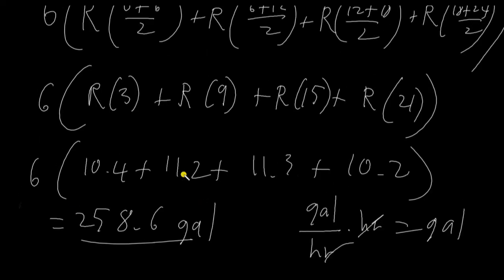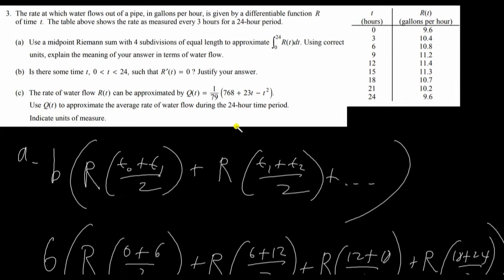And then that was one part of our answer. The second part is using correct units, explain the meaning of your answer in terms of water flow. So again, this is the area under the curve. This is like the total water flow, because r is the rate at which the water is flowing out of a pipe as a function of time. So if we take the integral of that, we're going to take all the water that's flowing in the pipe throughout the entire time interval.